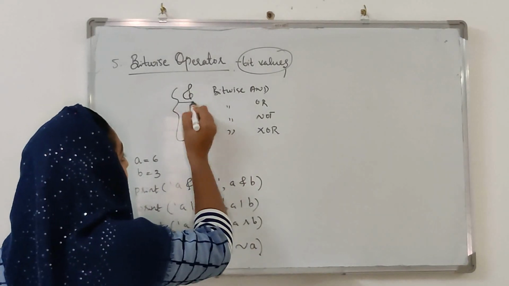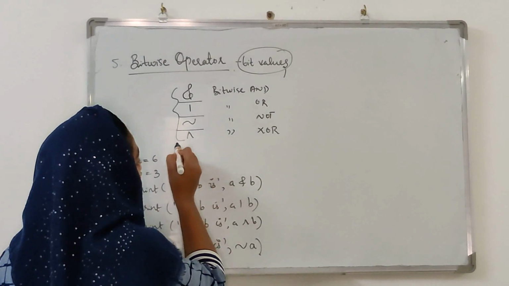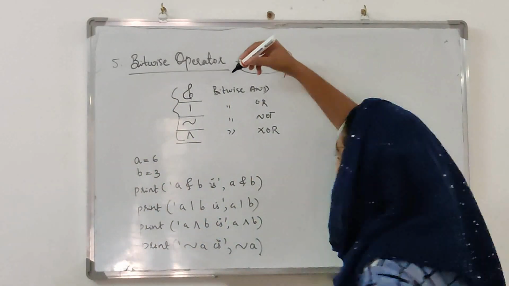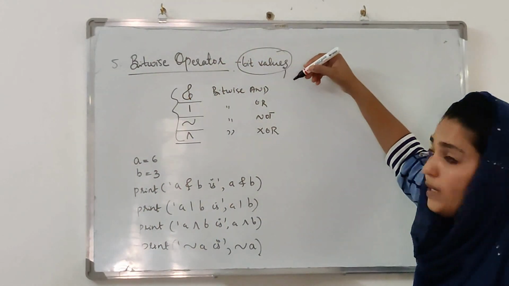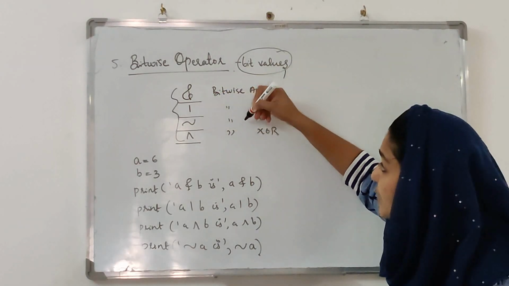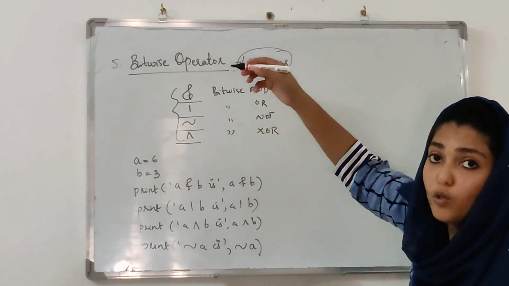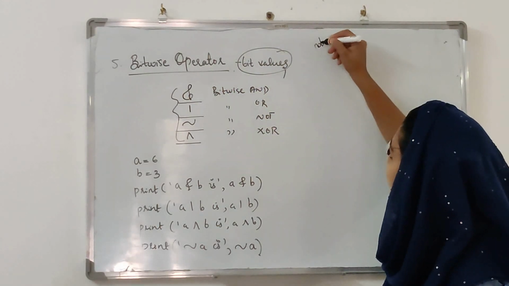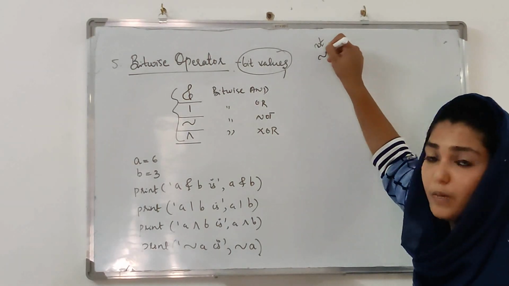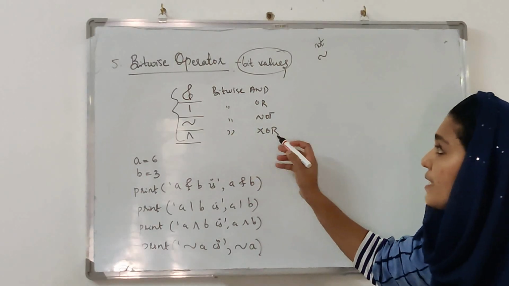First one is bitwise AND, second one is bitwise OR, third one is bitwise NOT, and the last one is bitwise XOR. So this symbol denotes the bitwise AND operator. This symbol means bitwise OR. This means bitwise NOT. So this bitwise NOT is not equal to logical NOT. Simply NOT means it is a logical NOT operator, and this complementary symbol means it is bitwise NOT. And the last symbol denotes bitwise XOR.